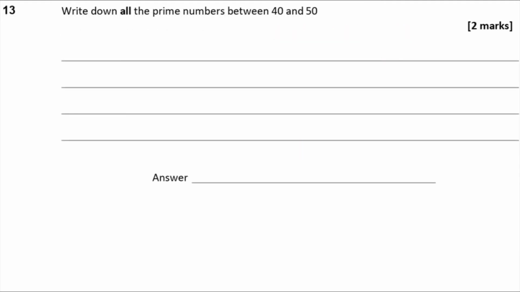Write down all the prime numbers between 40 and 50. Now, maybe you know all the primes between 40 and 50, in which case, good job, you just need to list them and then job done. If you don't, then maybe you can write down all the numbers between 40 and 50 and then get rid of the ones that are not prime somehow. So 41, 42, 43, 44, 45, 46, 47, 48, 49, and 50. Okay, so they're all the numbers between 40 and 50.